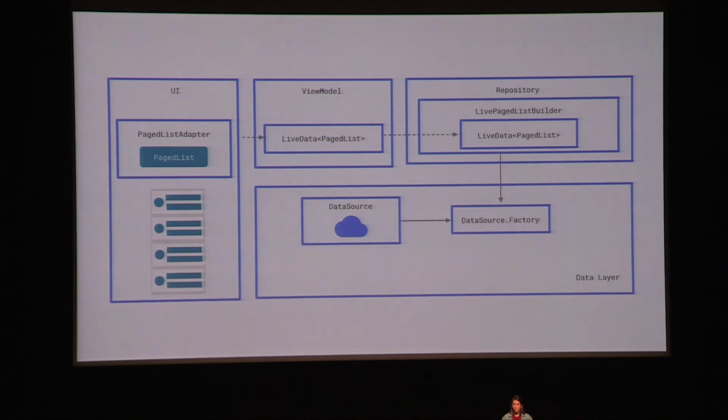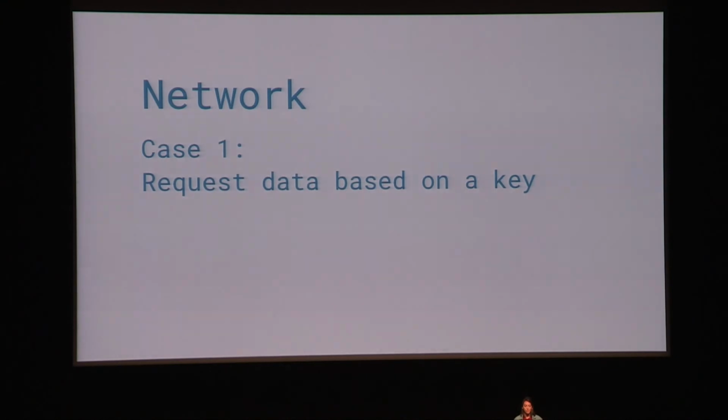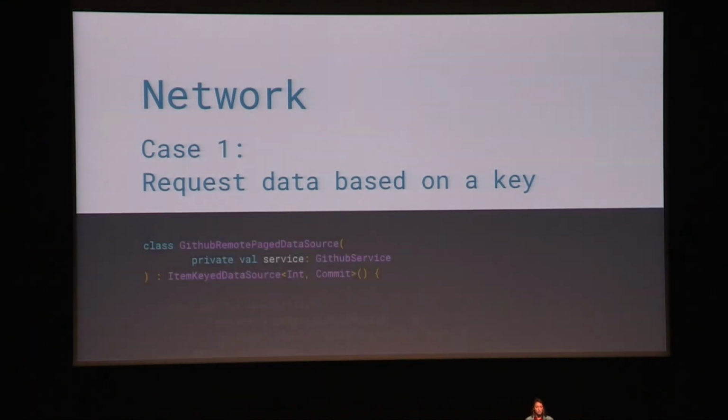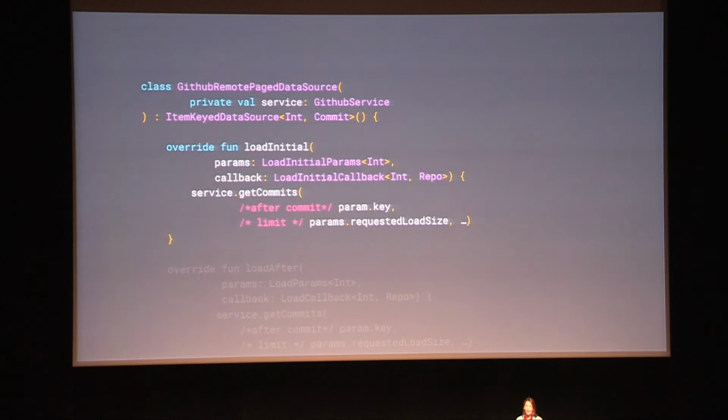But if the data source is the network, we have 2 different cases. One, when the data is requested based on a key. So in our remote data, we would define a remote data source that extends ItemKeyedDataSource. An example for this would be when we want to request all the commits that happen after a certain date. That date would be the key that we would work with. So more precisely, in our ItemKeyedDataSource, we would define how the initial load should be triggered based on initial load parameters, and then the result should be passed to the load initial callback.